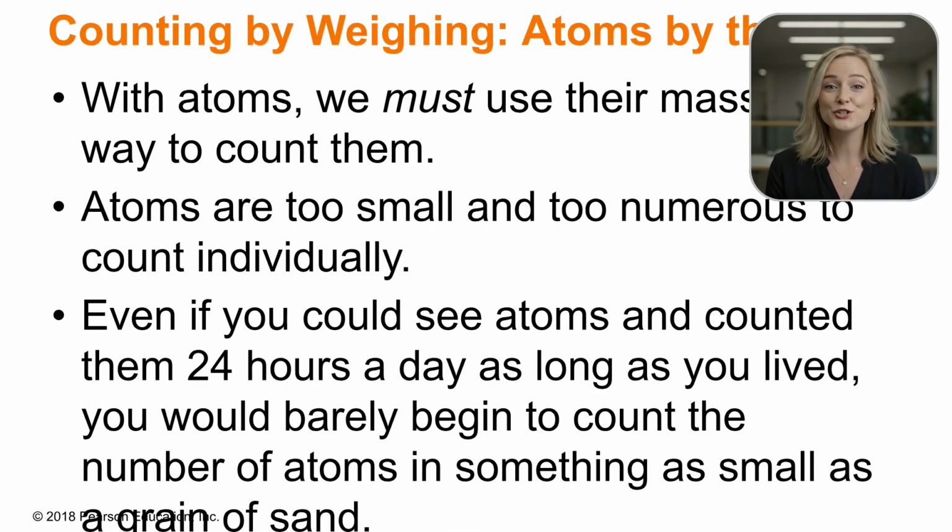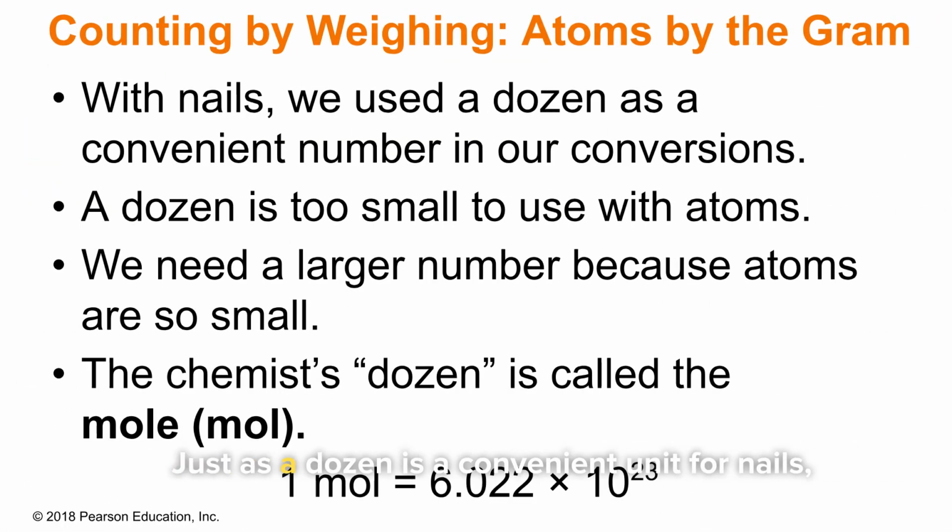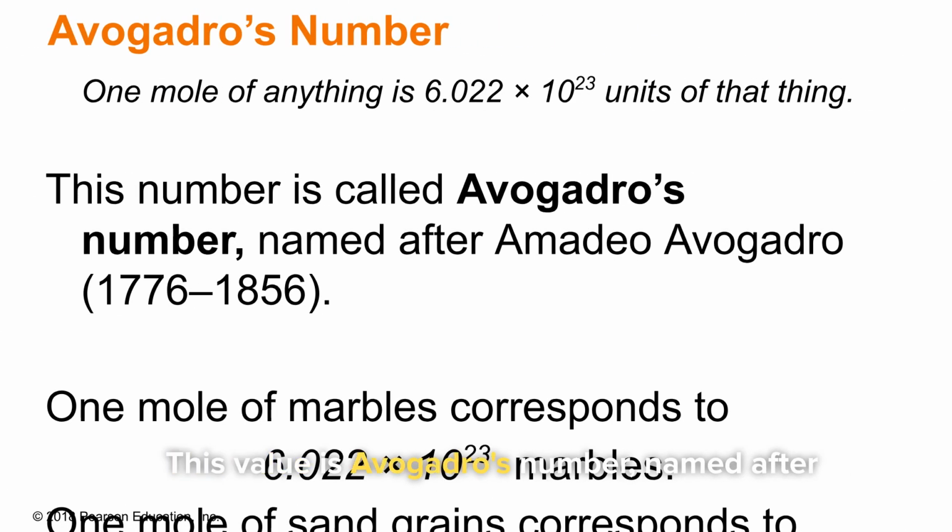Atoms are far too small and numerous to count individually. Even counting non-stop for a lifetime would not be enough to count all the atoms in just a single grain of sand. We must use mass as a proxy for counting. Just as a dozen is a convenient unit for nails, chemists use the mole to count atoms. A mole represents a specific, very large number of particles. This value is Avogadro's number, named after Amedeo Avogadro.